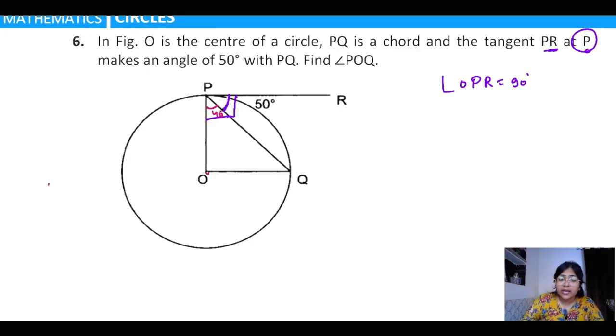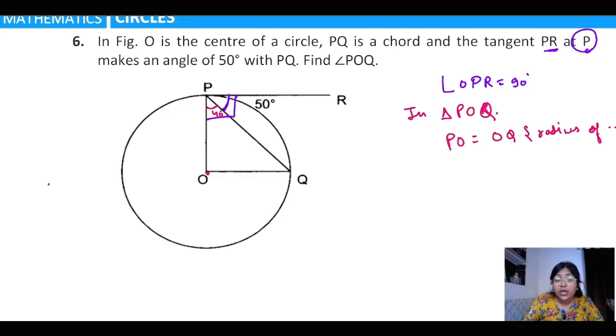Now you will see that O is the center. Focus on triangle POQ. It is an isosceles triangle, because PO is equal to OQ, radii of the same circle. The two sides are of equal length, which means the opposite angles are also equal. The angles opposite to equal sides are equal. So by the isosceles triangle property, this angle is also 40 degrees.